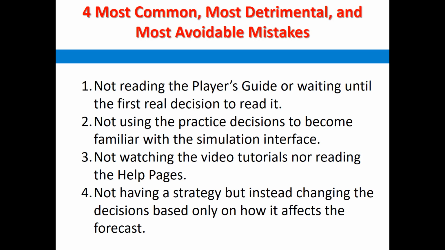The last thing here is not having a strategy, but instead changing the decisions based only on how it affects the forecast. This is one of those things that I try to stress every semester, but have at least one team that just doesn't seem to get it. So, what you need to do is to decide on your strategy, which we'll talk about in depth as we go through the semester, and then make your decisions based on that strategy. You shouldn't just be playing and clicking with the buttons until you think that you get good numbers, because that's not really a strategy, and I have seen so many teams crash and burn with that approach.